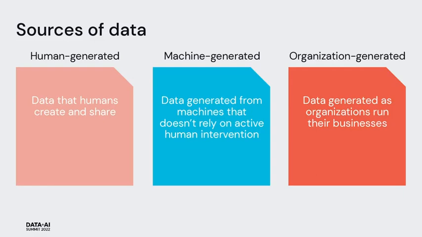Machine-generated data is data generated from machines that doesn't rely on active human intervention. Machine-generated data can be sensors on vehicles, appliances and industrial machinery, security cameras, satellites, medical devices, personal tools such as smartphone apps, fitness trackers. What does it mean for data to be generated without active human intervention?